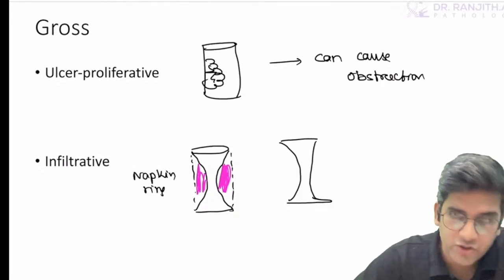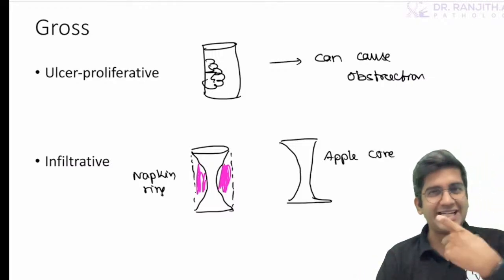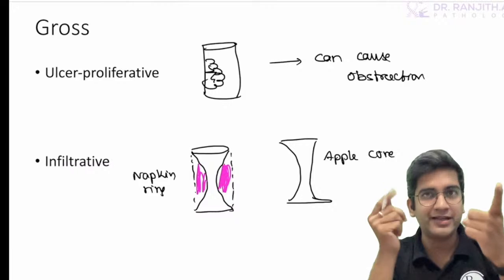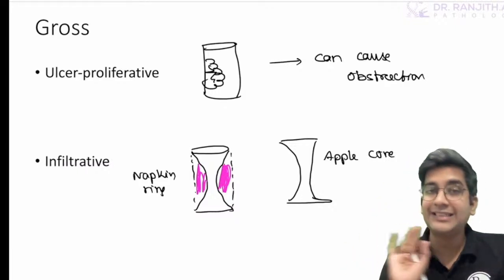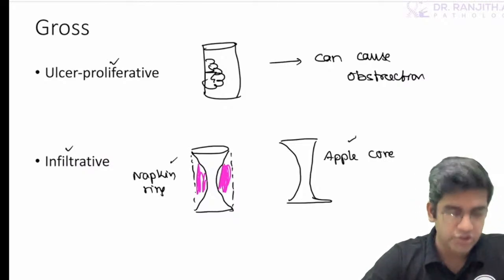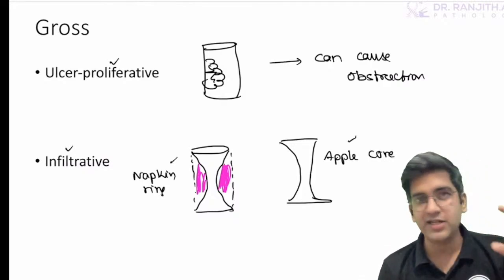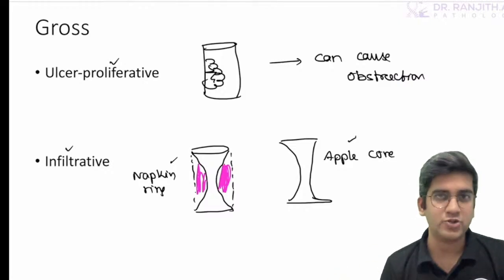There's one more name called an apple core lesion. It looks like an apple. Once you bite an apple completely, it will be a slender center part alone, right? Looks like an apple core lesion or a napkin ring lesion. These are terms. If you write this, that's more than enough for me. These are for extra points, that's all. It's the same infiltrative, same proliferative. Based on the organ, it has a different appearance, that's all.